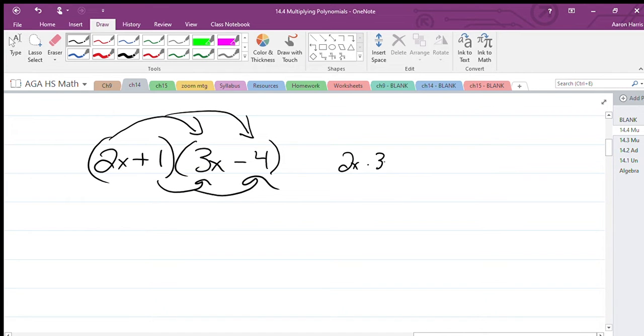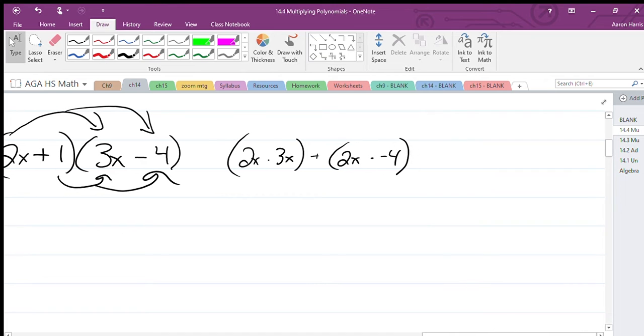2x times 3x. 2x times a negative 4. 1 times 3x. 1 times negative 4. Okay? And notice I just put plus signs all the way in. We're just going to add them. I kept the signs with the actual term.